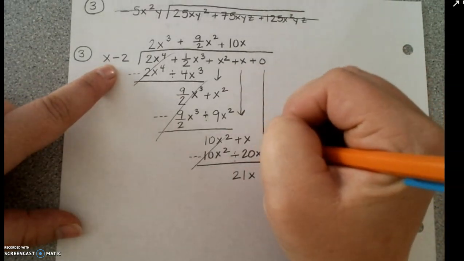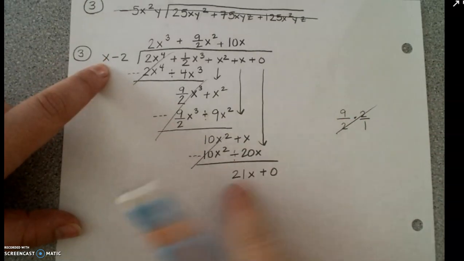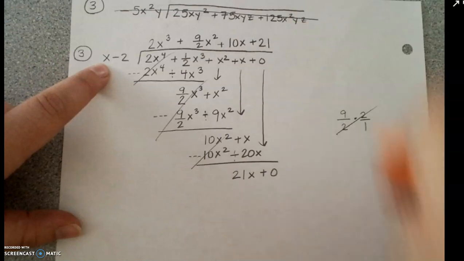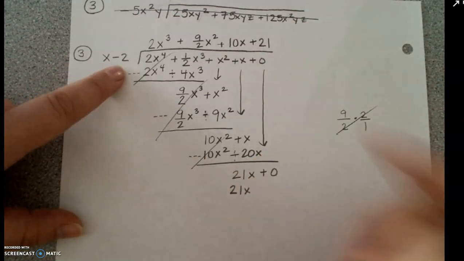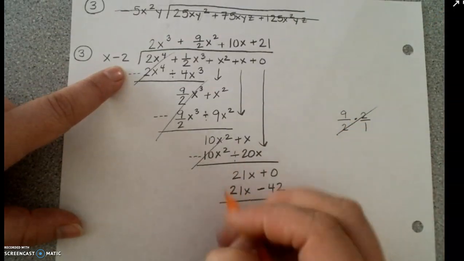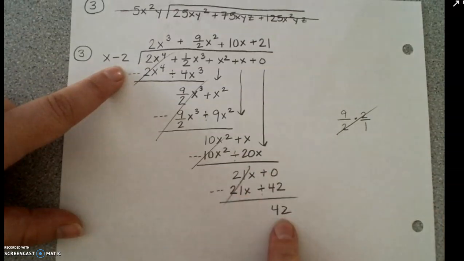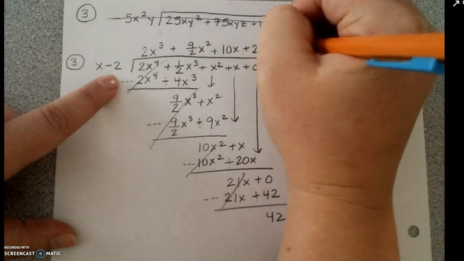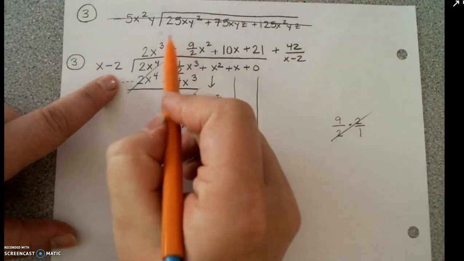Bring down. We're in the final stretch. x to 21x, I need a 21. That gives me 21x, and negative 2 times a positive 21 is a negative 42. Subtract. There's my remainder. Remainder over divisor.